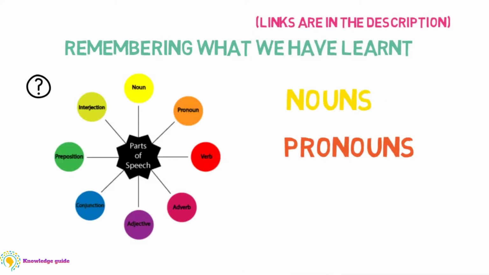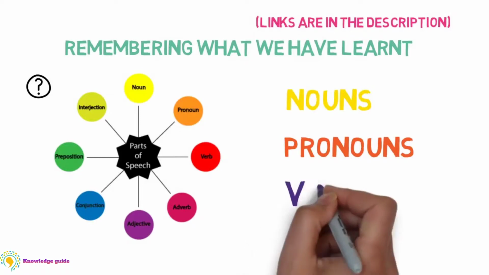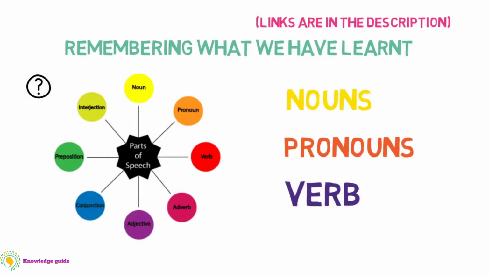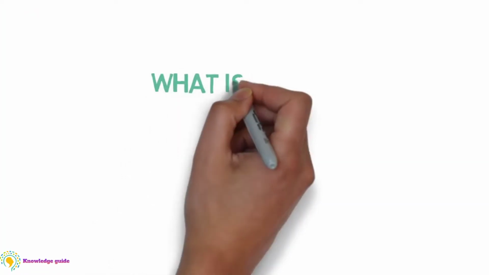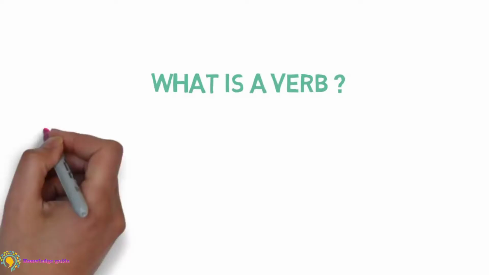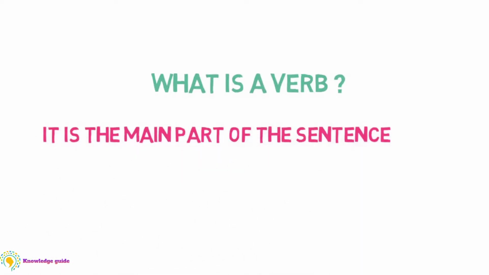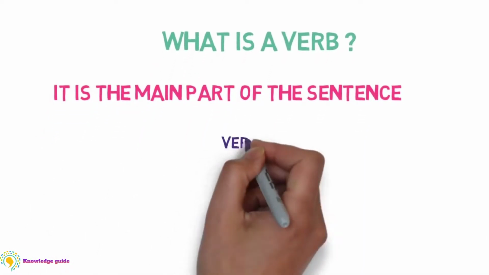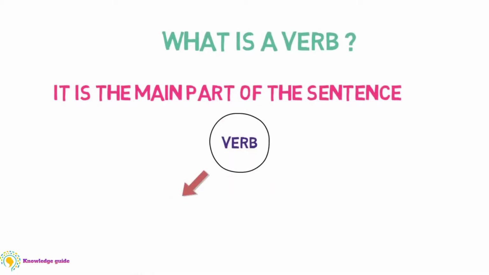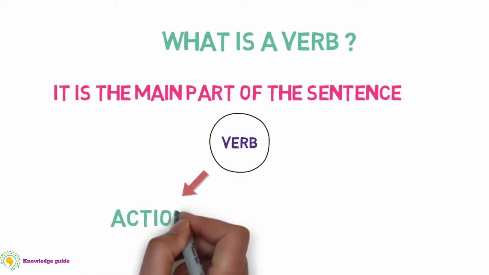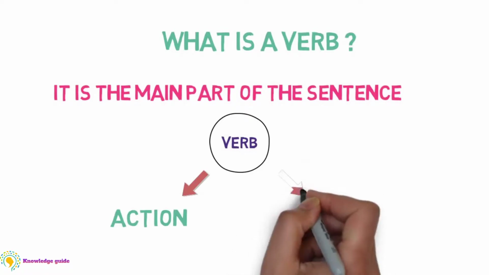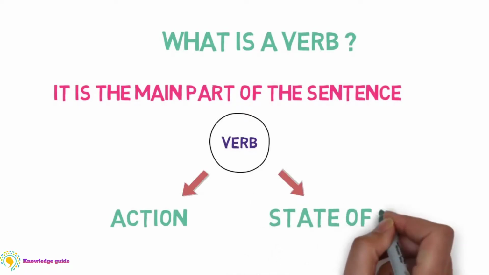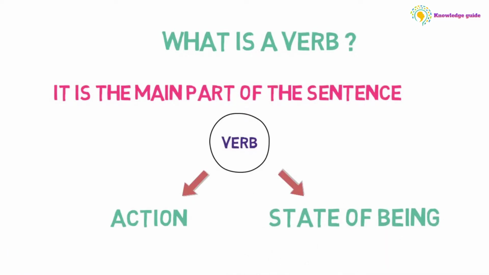So now I will discuss the most important part, which is called verbs, in this video. So friends, come on, let's start it. What actually is a verb? It is the main part of the sentence. Thus, a verb tells us about two things: an action of a subject, or it also tells us about the state of being of the subject.